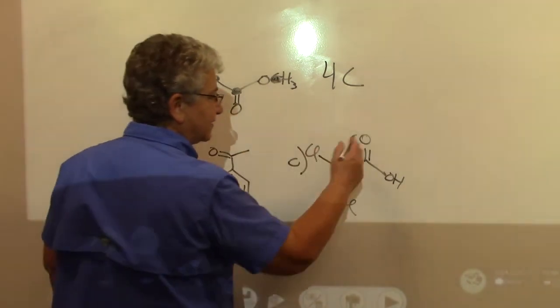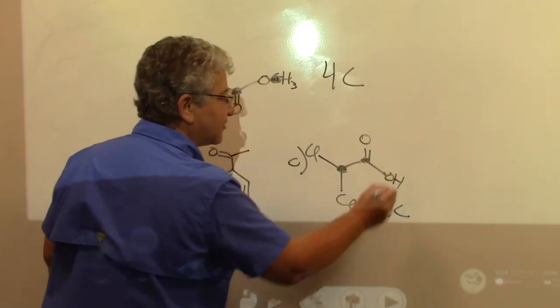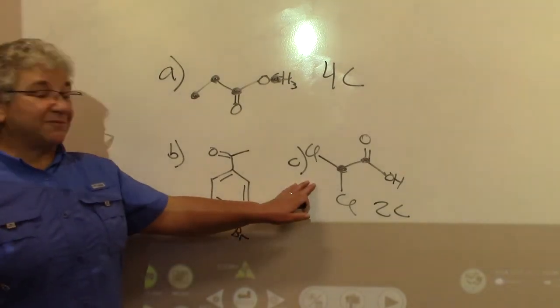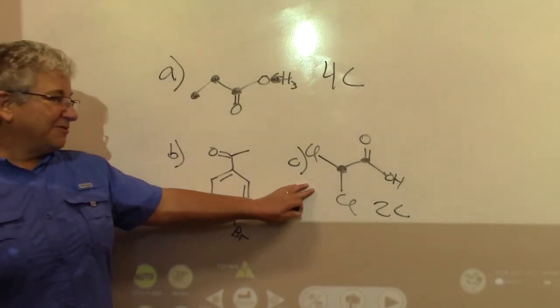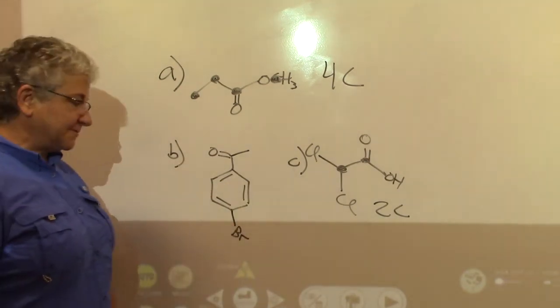And then for C, I would see 2 carbons, 1, 2, different from each other. I'm just highlighting them here. There's only 2 carbons in molecule C. So a lot of times people say 3, but remember chlorines don't show up. You're only looking at carbons.